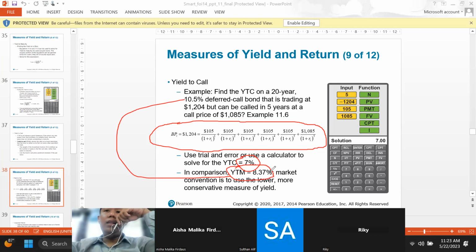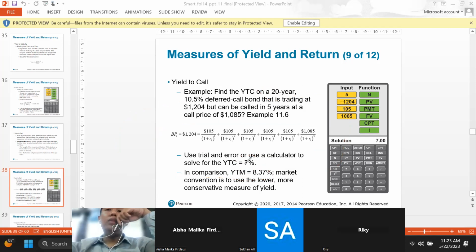Meaning that for the yield to maturity, you will hold until year 20, you will receive all the coupon payments, and you will receive the face value at maturity. So we see here that the yield to maturity is higher than the yield to call, meaning that the yield to call is less preferable for the investor, because they will receive less profit. Before they were expected to receive 8.37%, but now because of the call feature, they will receive only 7%.